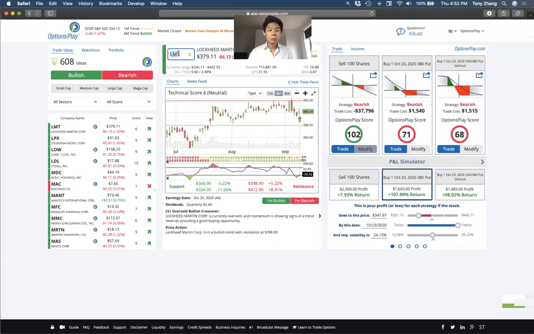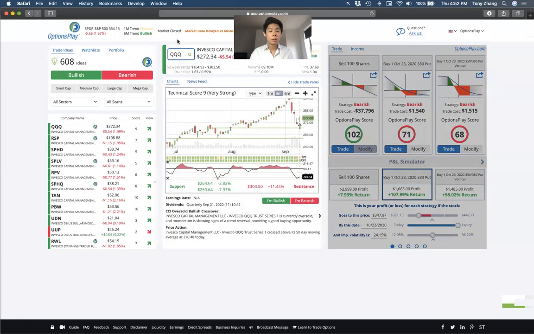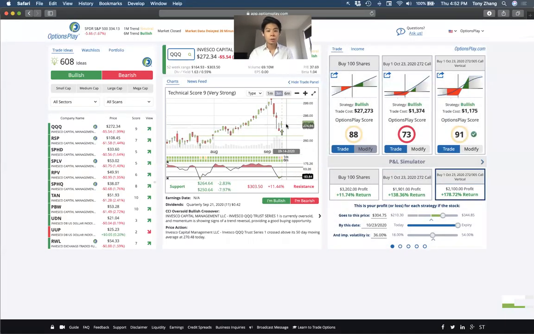Actually, this doesn't look particularly great. Let's look at another stock. Let's look at the Qs. Let's look at the NASDAQ 100 index. The chart looks very similar to Apple, so actually a good example here again.